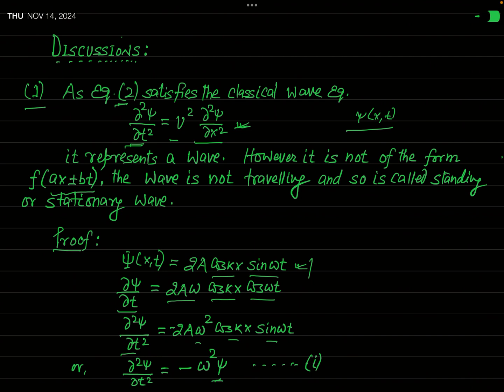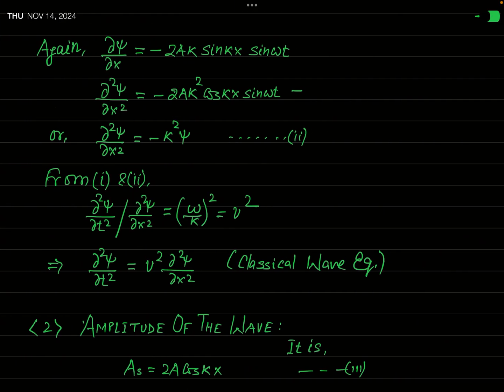Now in a similar manner, let us differentiate this psi with respect to x partially 2 times. When you differentiate, you can see, I am not reading this, you can do it. This del 2 psi by del x square will be equal to minus k square times psi. Now we have to relate these two partial derivatives.